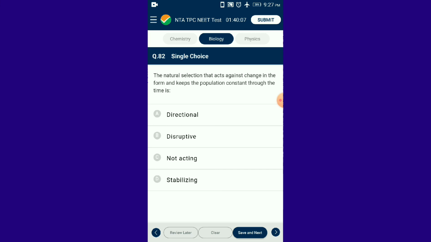Question number 82. The natural selection that acts against change in the form and keeps the population constant through time is stabilizing. Stabilizing selection occurs when natural selection favors the intermediate states of continuous variation over time. The intermediate conditions become more common and each extreme variation becomes less common or lost. A population's genetic variance shifts towards a new phenotype when exposed to environmental changes in directional selection. So the answer is option D, stabilizing.